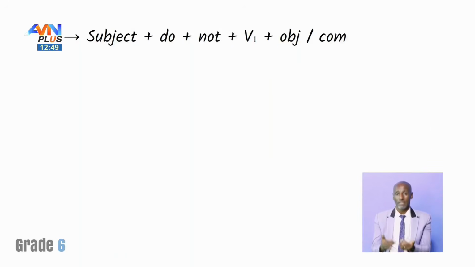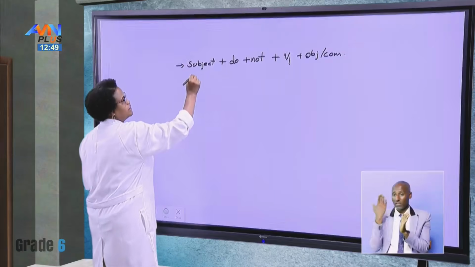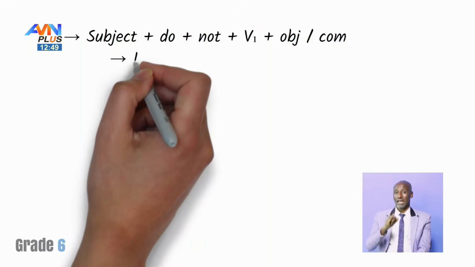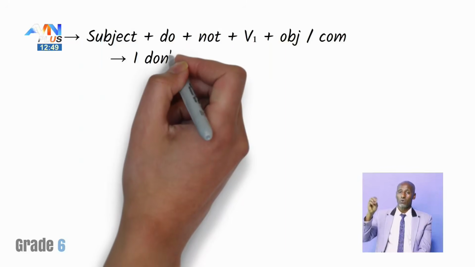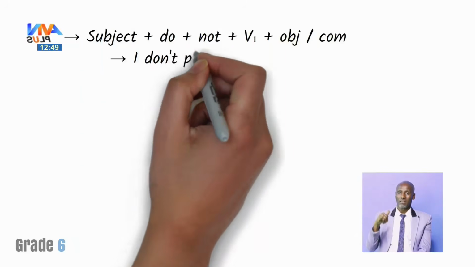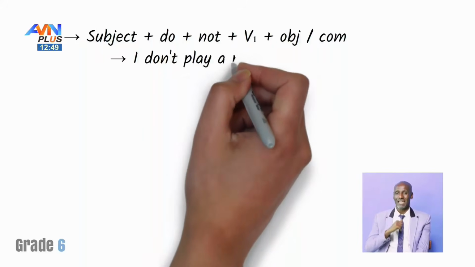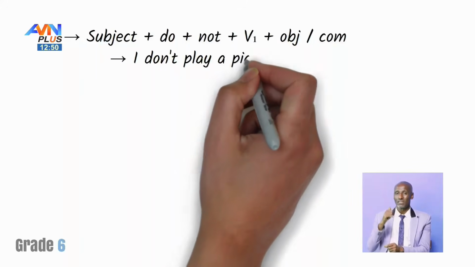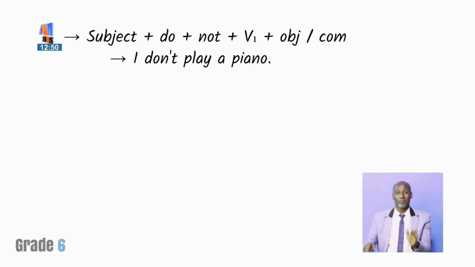Now, remember the rules that we have seen earlier. Look, I don't play a piano. I don't play what? A piano. The subject is I, so I make what? Make it negative. I don't play. I don't play a piano.